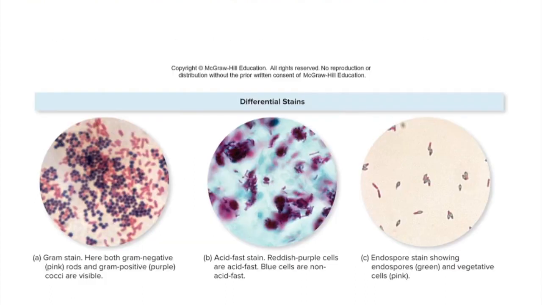So here is the Gram stain. In the Gram stain, the blue is positive and red is negative. This is the acid-fast stain, where we can see the tuberculosis. This is the endospore stain.